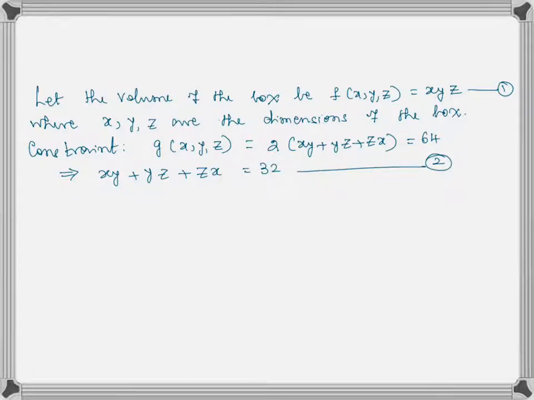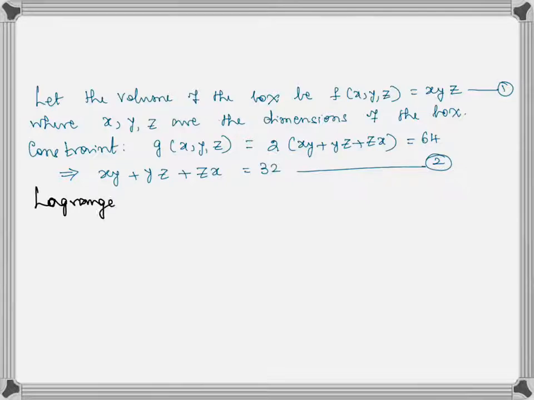The objective function, where the volume is the largest, the maximum volume, is f(x,y,z) = xyz. So we have these two. Now we have to apply the Lagrange multiplier method by setting del f equal to del g, or nabla f equal to nabla g.